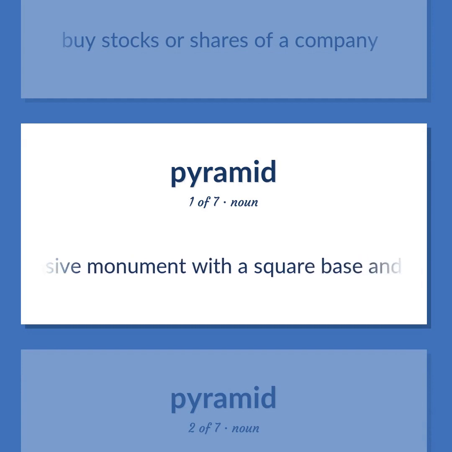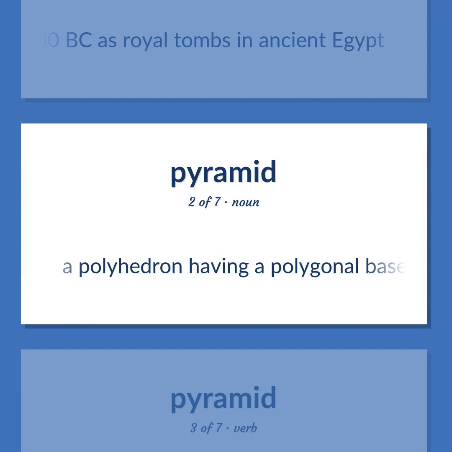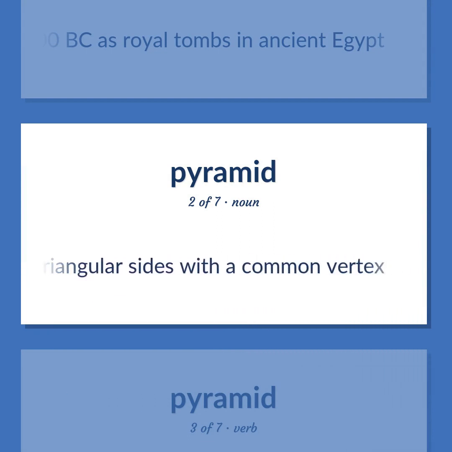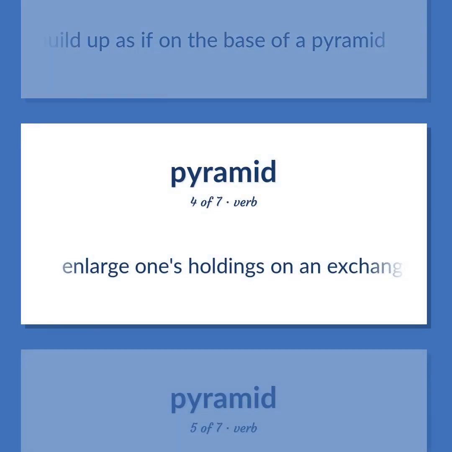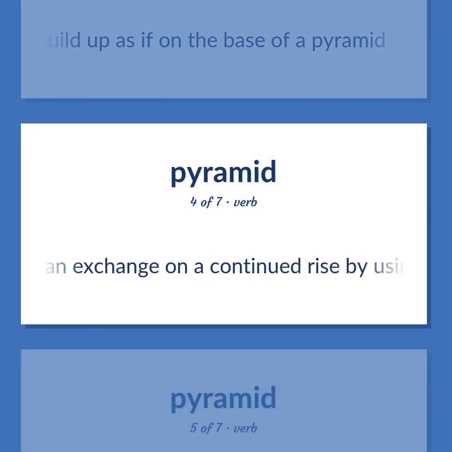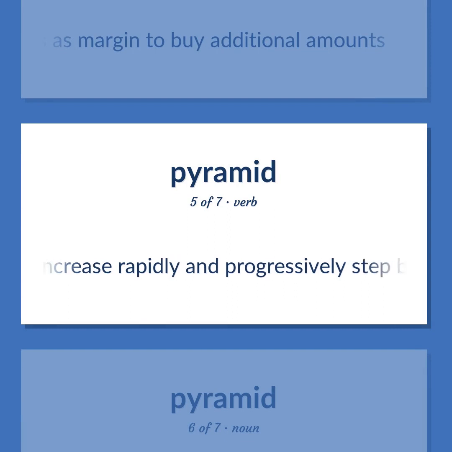A massive monument with a square base and 4 triangular sides, begun by Cheops around 2700 BC as royal tombs in ancient Egypt. A polyhedron having a polygonal base and triangular sides with a common vertex. Arrange or build up as if on the base of a pyramid. Enlarge one's holdings on an exchange on a continued rise by using paper profits as margin to buy additional amounts. Increase rapidly and progressively step by step on a broad base.